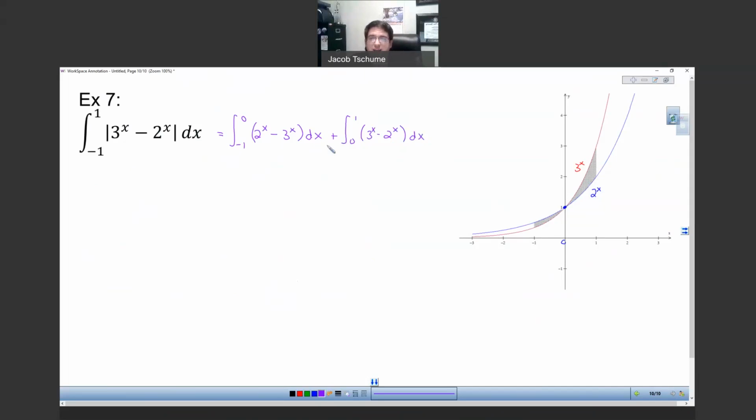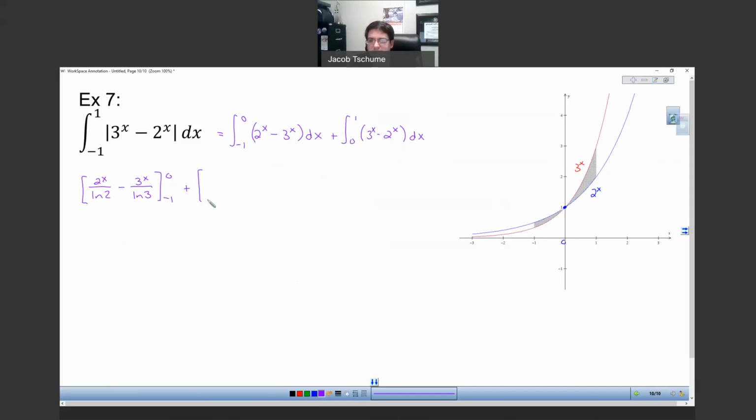You don't have to rewrite anything, and you can actually leave these integrals together because all of this integrates directly. You don't have to do any kind of U-subs here. So going from left to right, the integral of 2 to the x is 2 to the x over the natural log of 2 minus 3 to the x over the natural log of 3, evaluated from -1 to 0.